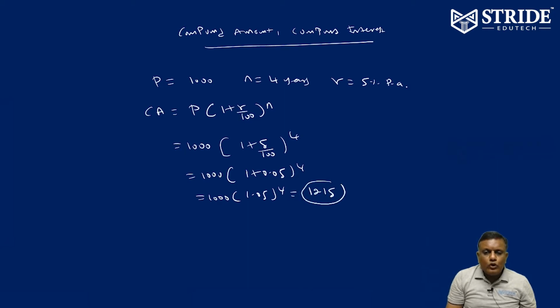1215. Compound amount 1215. So compound interest is equivalent to compound amount minus principal. Compound amount 1215, principal 1000. So compound interest 215. Concept number 1.